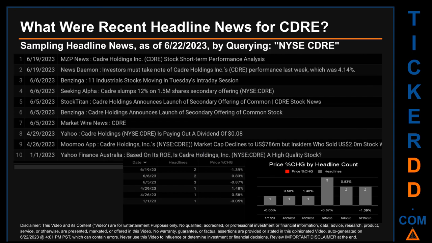What were recent headline news for CDRE? Today, Thursday, June 22, 2023, I sampled one of our news aggregators for latest headlines for this ticker. I did so by searching specifically by a keyword that may appear, broadly, in the title or the body, of discoverable news articles. The keyword that I used was a combination of the exchange and the ticker symbol, NYSE: CDRE. The results show 10 unique headlines, published across 6 unique dates.